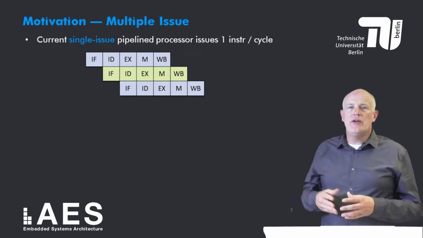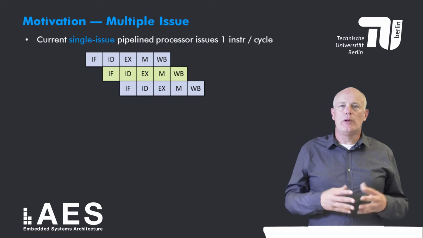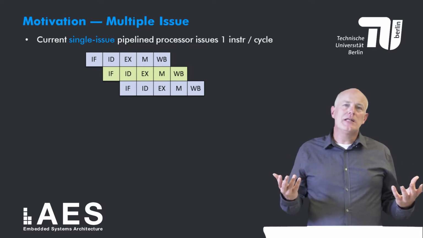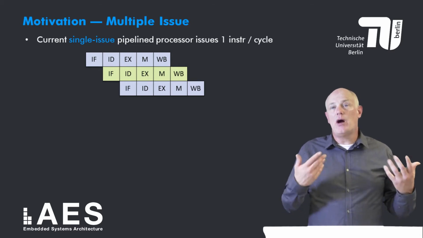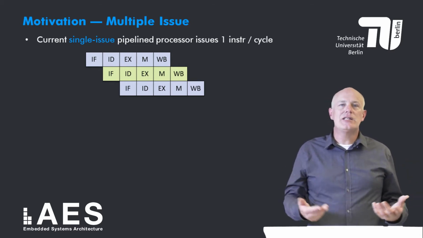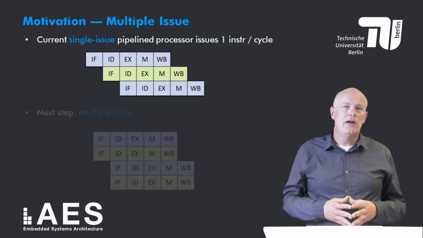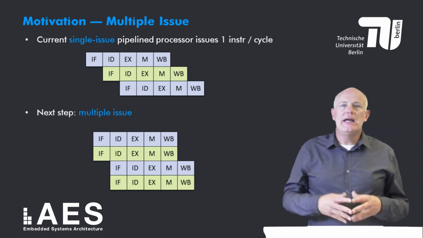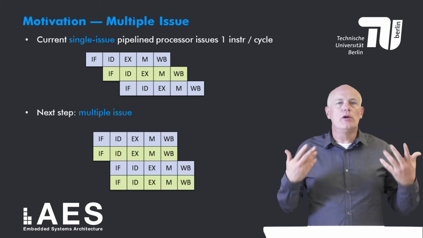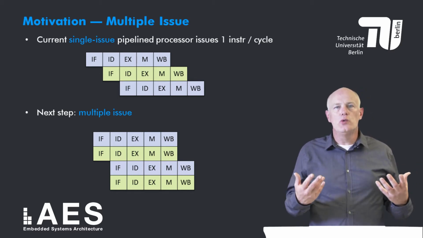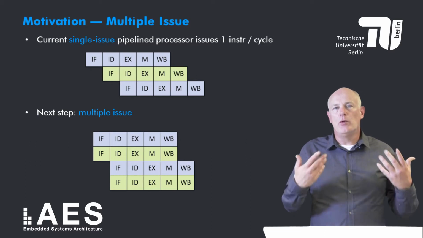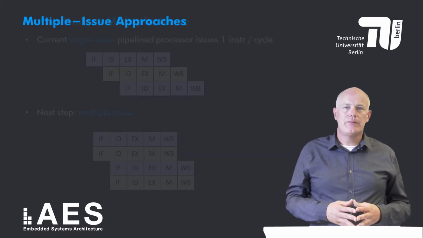A second motivation for this module is multiple issue. The pipeline processors we have considered so far are single issue, meaning that the processors fetch, issue and execute a single instruction per cycle. The natural next step is to fetch, issue and execute multiple instructions per cycle. Modern high-performance processors all do so and are therefore called multiple issue processors.